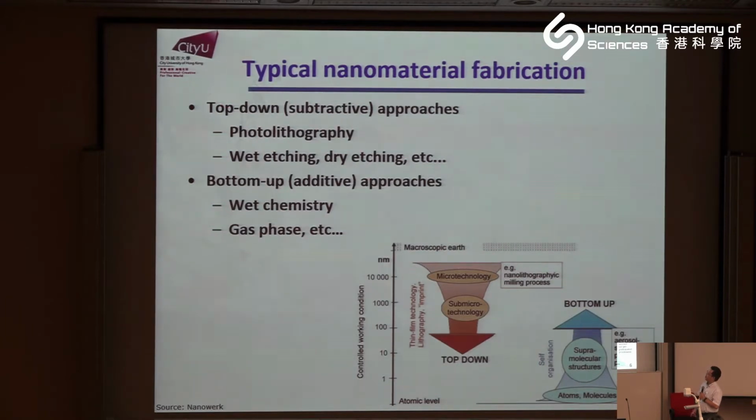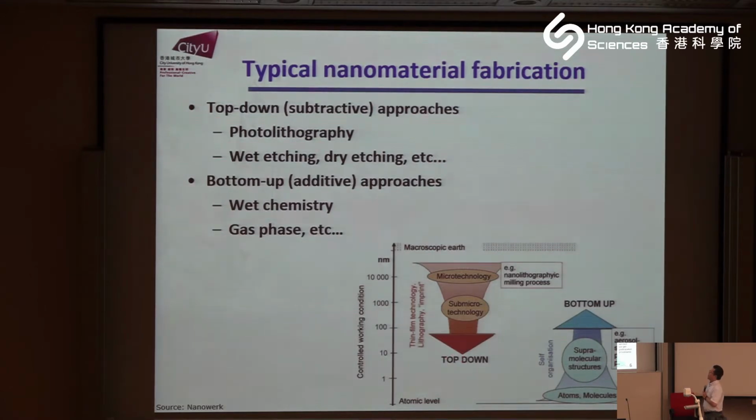Because we start with very large pieces, and then we try to subtract the material from the top surface. So it's a subtractive approach. We basically start from large dimensions and take away, going smaller and smaller. So this is called top-down.